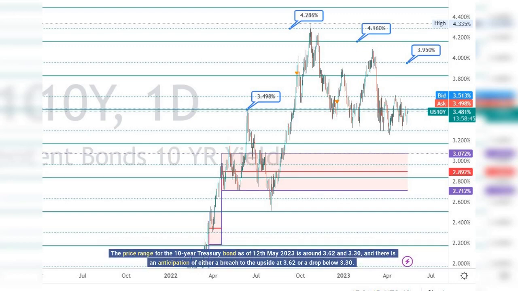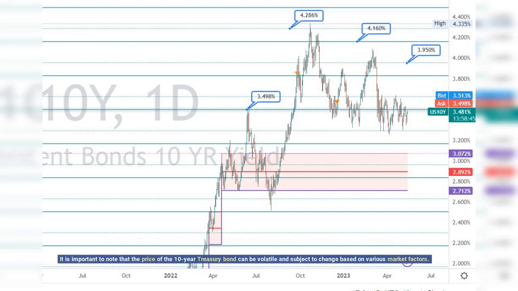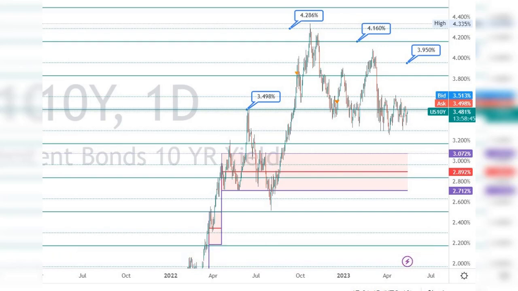The price range for the 10-year Treasury bond as of 12 May 2023 is around 3.62 and 3.30, and there is an anticipation of either a breach to the upside at 3.62 or a drop below 3.30. It is important to note that the price of the 10-year Treasury bond can be volatile and subject to change based on various market factors.